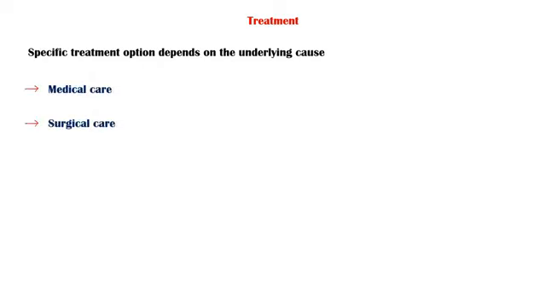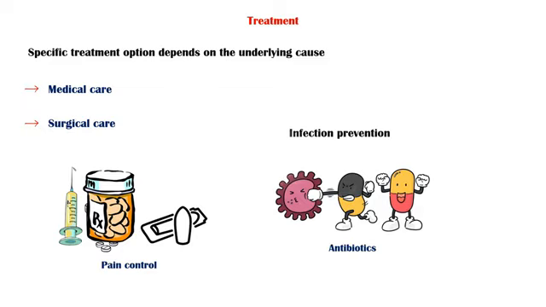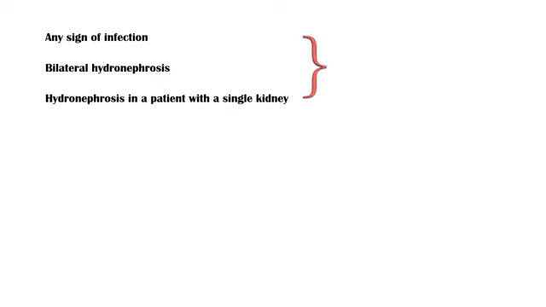Medical care includes pain control with analgesics and infection prevention with antibiotics. Any sign of infection, bilateral hydronephrosis, or hydronephrosis in a patient with a single kidney should warrant urgent intervention.